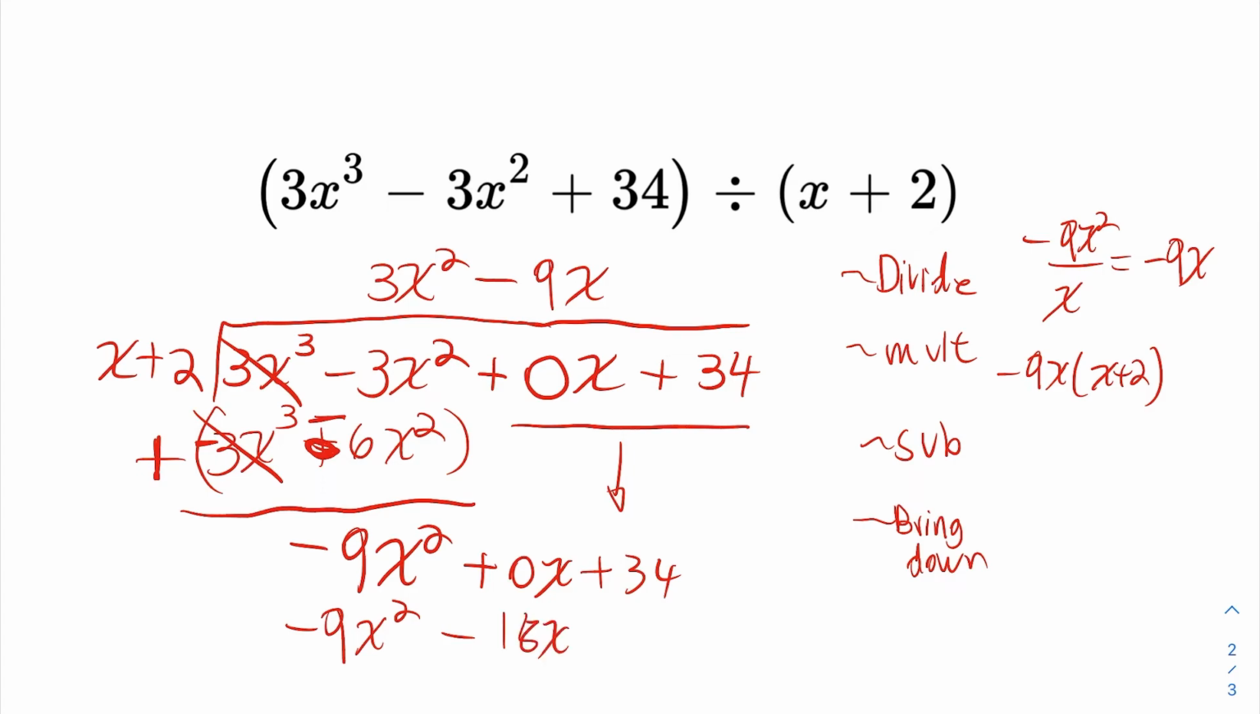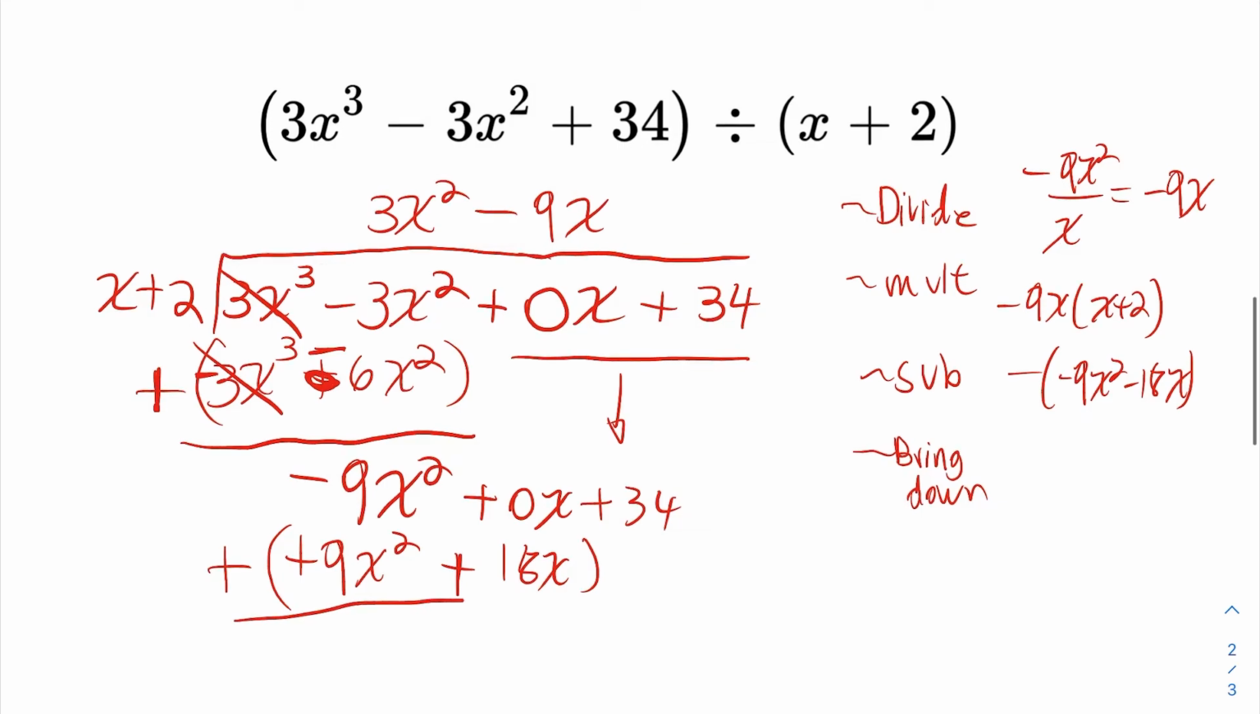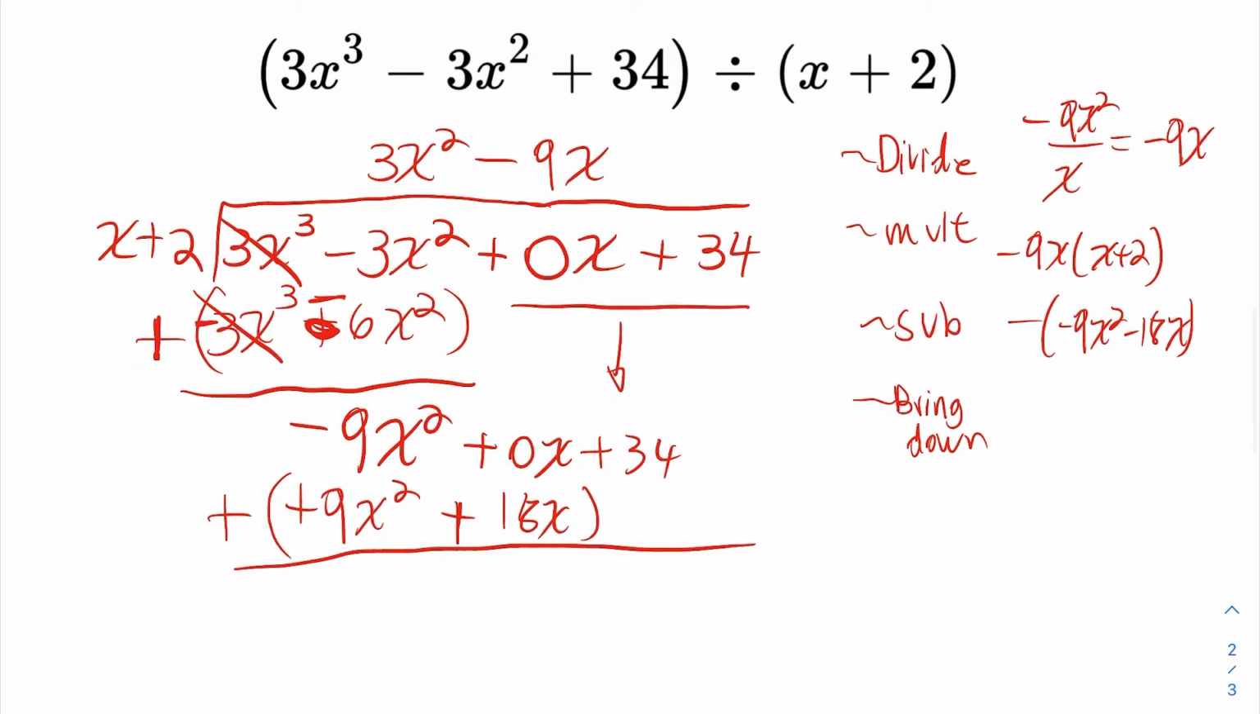18x. But then I have to subtract that negative 9x squared minus 18x, which actually means I'm subtracting negative 9x squared, and subtracting negative 9x squared is actually adding 9x squared, and I'm subtracting negative 18x, which is actually also adding 18x. So then the subtraction yields this. These will cancel out. 0x plus 18x is 18x, and I bring down the plus 34. So bring down step check.